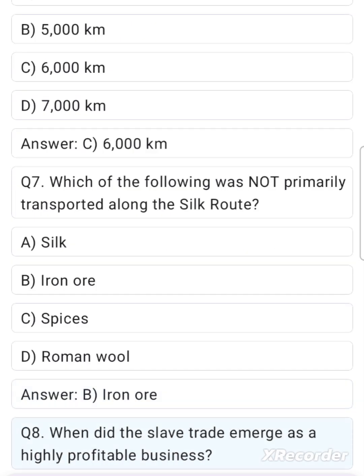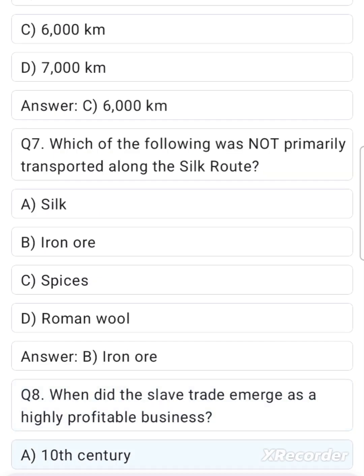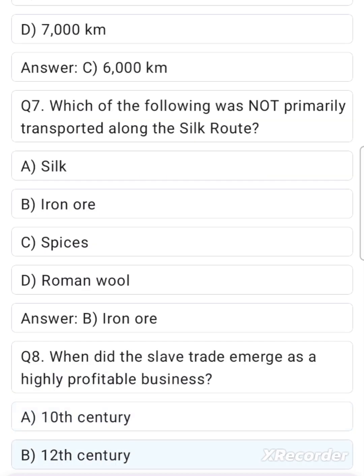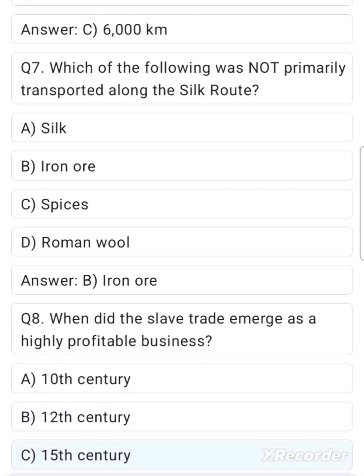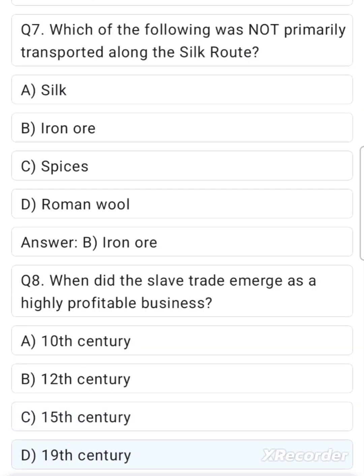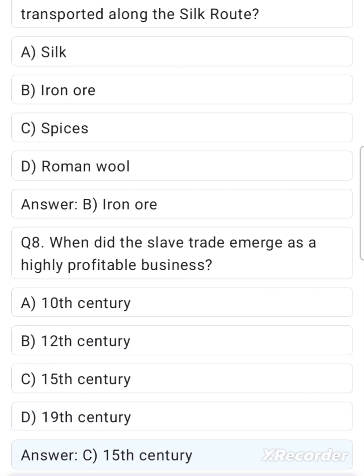Q8. When did the slave trade emerge as a highly profitable business? A. 10th century. B. 12th century. C. 15th century. D. 19th century. Answer. C. 15th century.